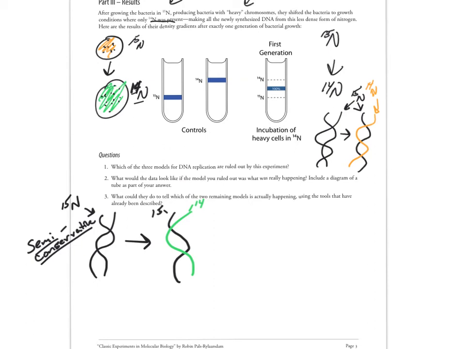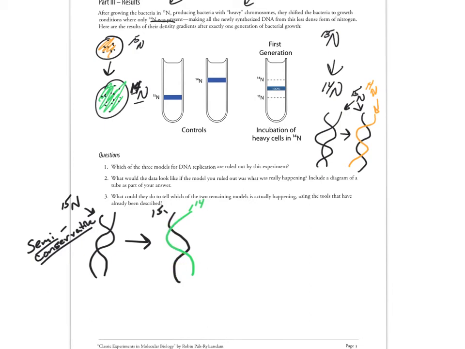If you have something that's made entirely of nitrogen 15, you expect it to be at this band. If you have something that's made entirely of nitrogen 14, you'd expect it to be at this band. All nitrogen 14 here, all nitrogen 15 here. So what would you expect if you had one strand that was 15 and one strand 14? Well, I'd hope you say it's about halfway in between, and that's exactly what you find. You find a band halfway in between, suggesting that the semi-conservative model is correct.